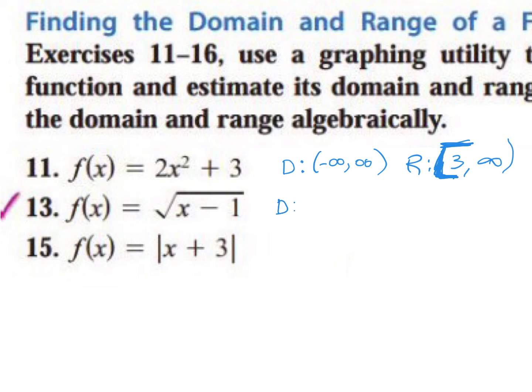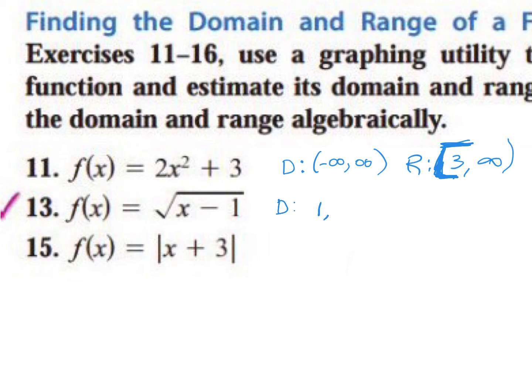It can't be negative. Very good. So let's think about this for a second. Can I plug in just any number I want? Can I plug in any negative number I want? No. What's the smallest number I can plug in? 1. Why? Because 0 minus 1 is negative. Correct. So the smallest number I can plug in is 1.